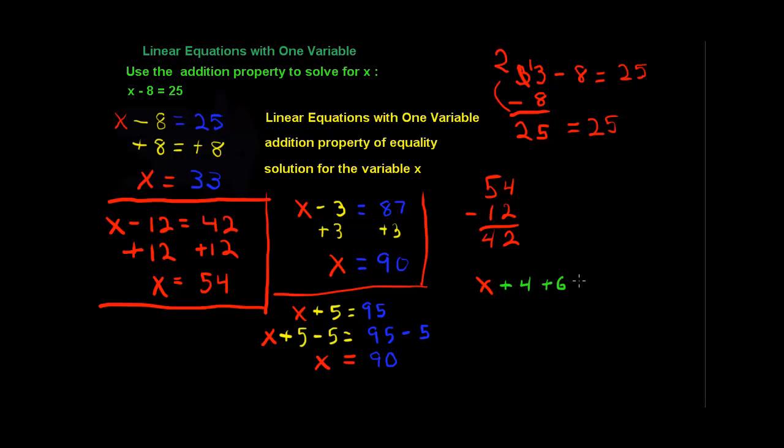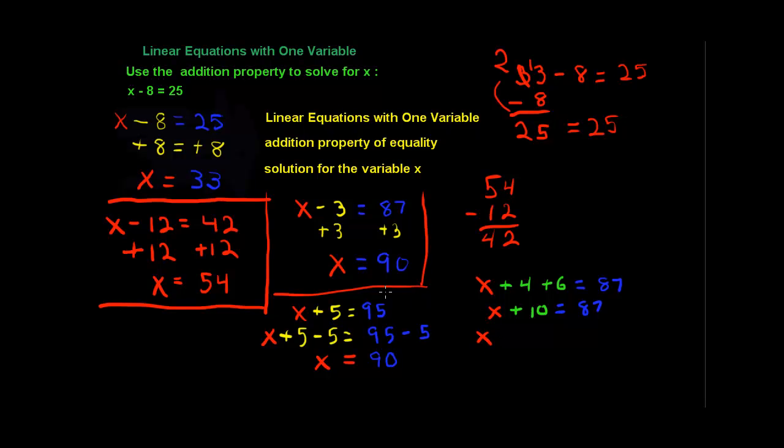Here we have x plus 4 plus 6 is equal to 87. This is a bit different, but all we have to do is combine the 6 and the 4. X plus 4 plus 6 is the same thing as saying x plus 10, which is equal to 87. All we did there was just combine the 6 and the 4.